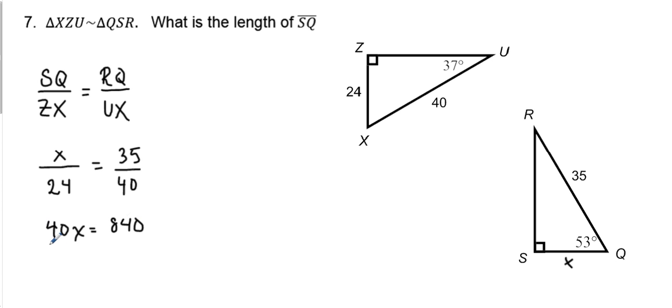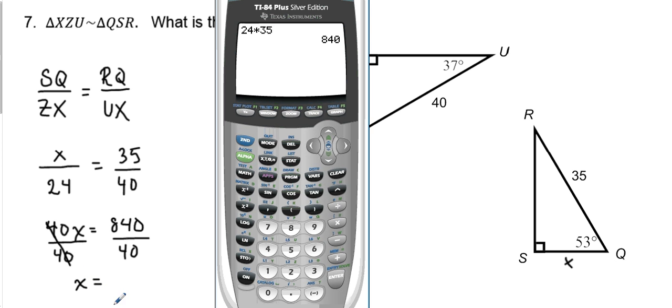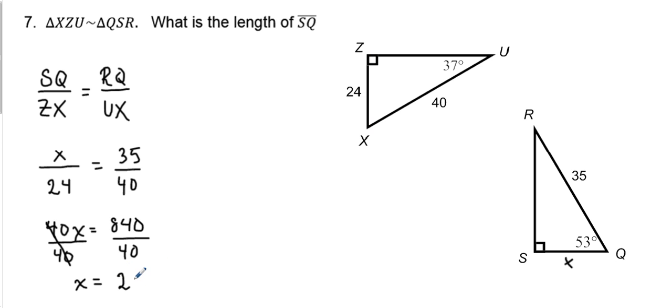Our next step is to divide both sides by 40. And 40x over 40, that becomes x. And let's plug this in. 840 divided by 40. And a little trick to do this where I don't have to type in the previous answers, I just press the division sign, and you see ANS comes up. What that means is the answer from the previous problem, and we knew that to be 840, so I'm just going to put last answer divided by 40, 840 divided by 40, and we get that x equals 21.